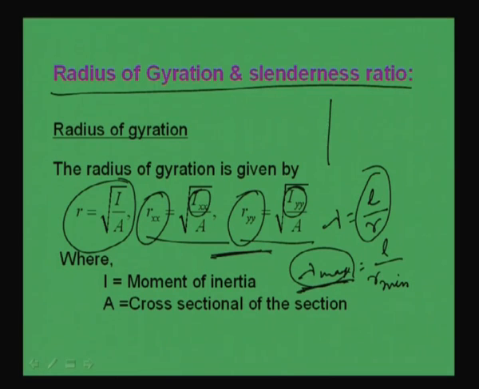Why? Because suppose if we have a compression member like this, now if we increase this length, what will happen? The slenderness ratio is going to increase, then the load carrying capacity is definitely going to decrease because of the slender effect. Because of the slenderness effect, the load carrying capacity of the compression member is going to decrease. That is why we will consider lambda max, maximum slenderness ratio of the section, for calculation of the strength of the compression member or for design of the compression member, right.